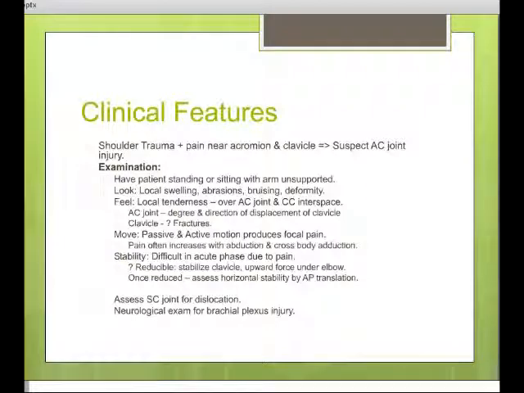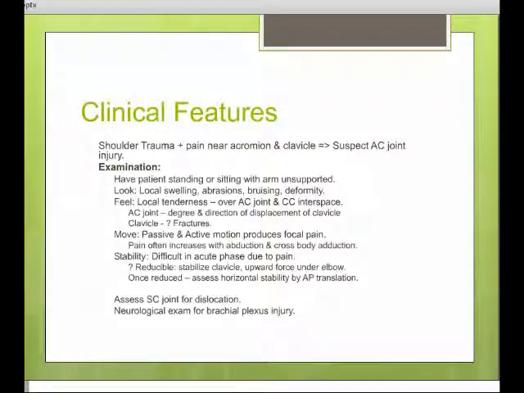With type 1 injuries, because it's the less severe of the 6 types, there might be just minimal tenderness and swelling and minimal pain with arm movement. Usually there's no tenderness in the CC interspace because you haven't injured the CC ligament. Type 2 injuries, they'll probably have more pain. The outer end of the clavicle may be superior to the acromion, and there'll be some pain with motion. The distal end of the clavicle will be unstable in the anterior-posterior direction as well if you palpate it and assess it.